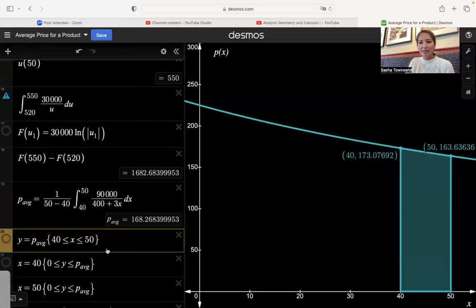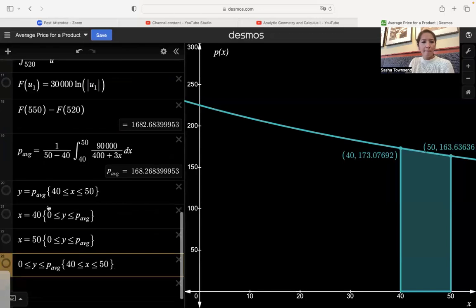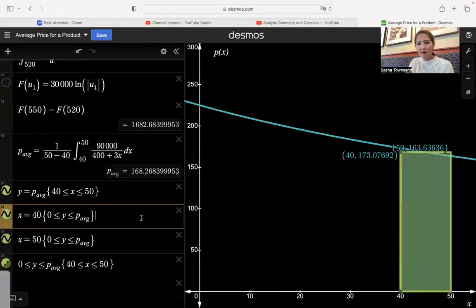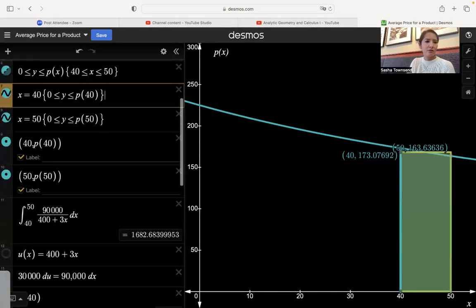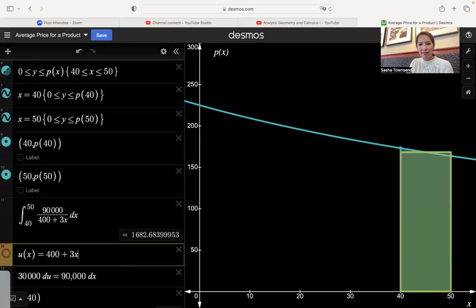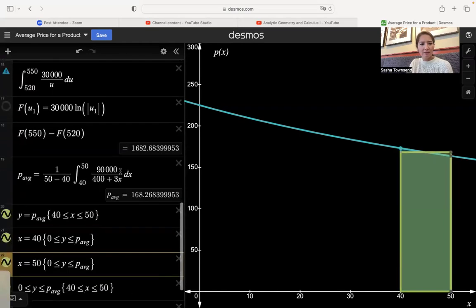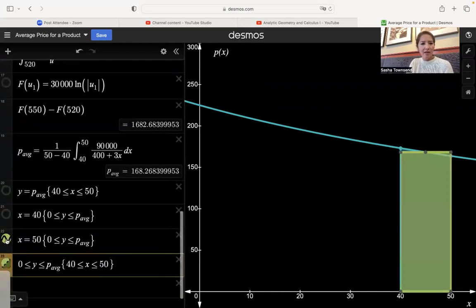Now we can visualize that. P average is given by that Y value right there. We graph a rectangle. We see the area of that rectangle with the average price as its height. Kind of want to get rid of those ordered pairs now. The area of that rectangle, the green rectangle, is the same as that original area under the curve. So that area is equal to this area.